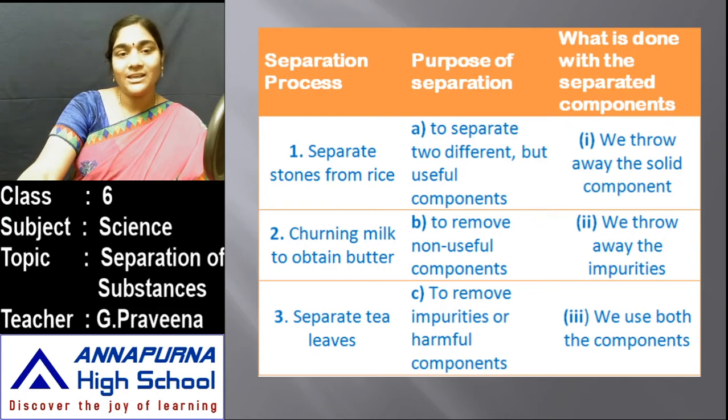Then we throw away the impurity. By the process of filtration, the water that we get from the taps, we filter it so that the impurities are removed from the water, making it a purified one. And the next one is we use both the components. So in milk, as we get butter, cheese or paneer, we use all those components because they are all the useful ones. So the purpose of separation is to differentiate between two components, or to use them, or to remove the impurities from the given substance.